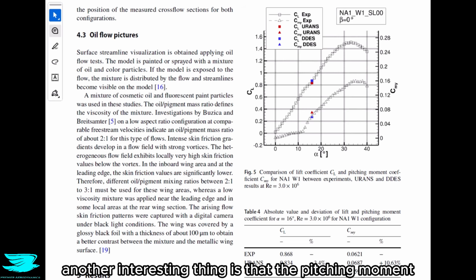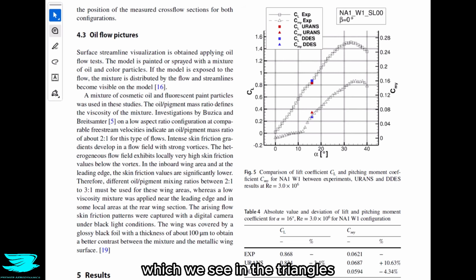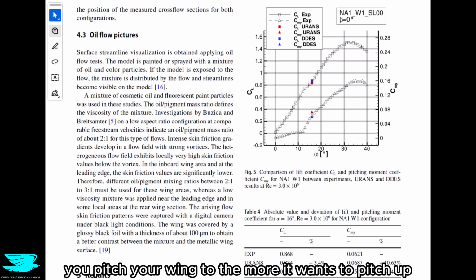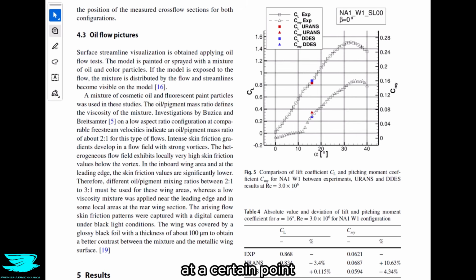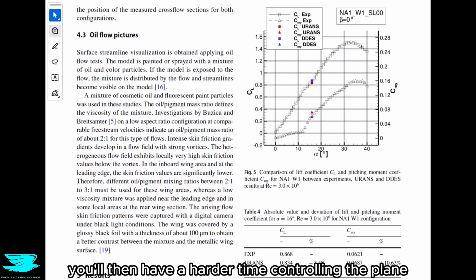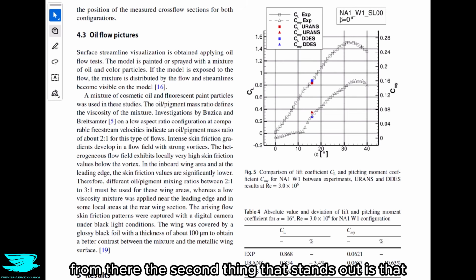Another interesting thing is the pitching moment, which we see in the triangles. Two things that stand out here are, first, the slope of the pitching moment coefficient is positive. That means that the wing is naturally unstable in the pitching direction. That's because a positive slope means that the higher the angle of attack you pitch your wing to, the more it wants to pitch up. At a certain point, you're going to run out of angles of attack that you can go to produce good lift still, and then you'll stall. You'll then have a harder time controlling the plane from there.